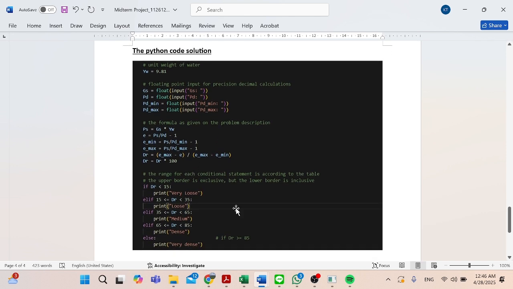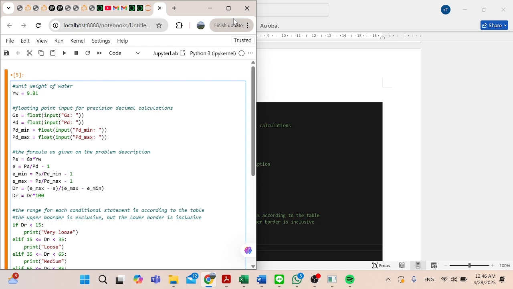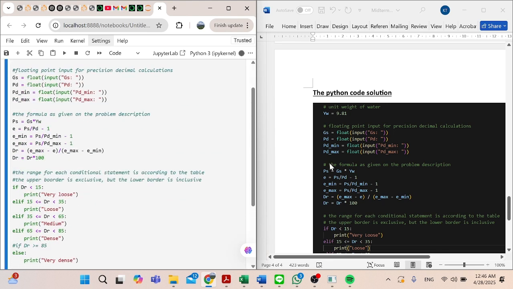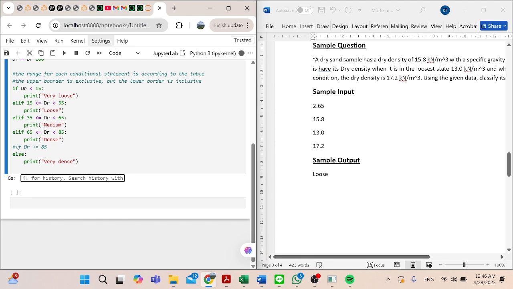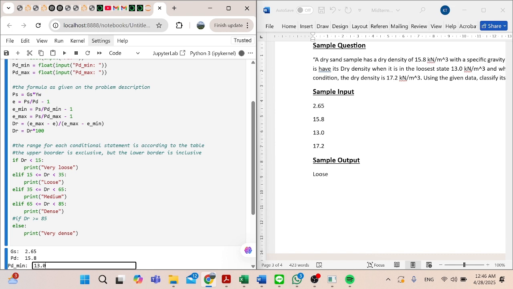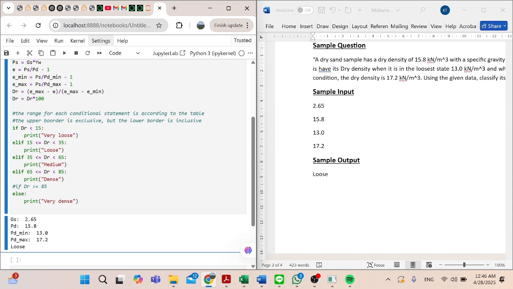This is the code solution. So I will try to do it one more time here. I will run my code here. Then the Gs will be 2.65, and then the dry density will be 15.8. In the looser state will be 13, and the denser state will be 17.2, and the answer will be loose. And we need to remember that the dry density unit must be in kilonewton per meter cubed.